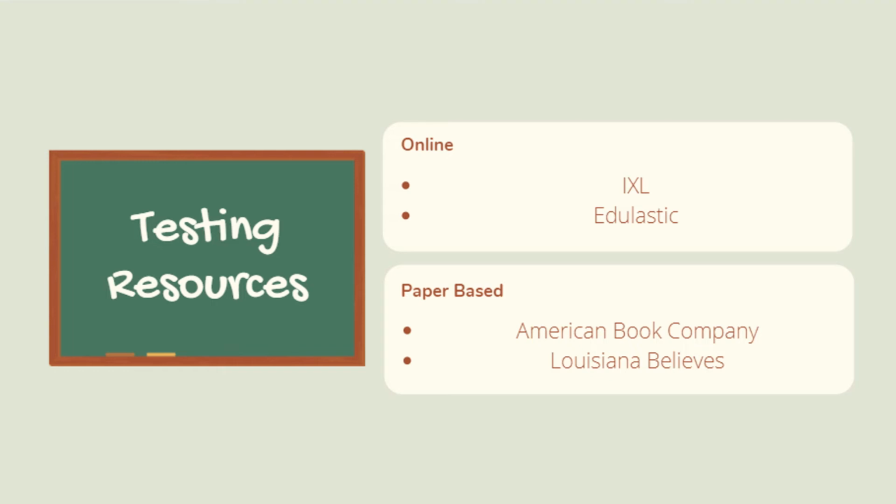So some online resources are IXL and Edulastic. And our paper-based, we have American Book Company booklets and Louisiana Believes. Louisiana Believes is online based, but you could always print it off and make a booklet. That's what I have found works better for me and students also.